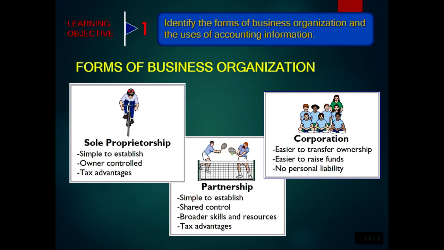Why is this an advantage? Stand by, please. I'll get to the answer. Next form of business is partnerships. They can involve 2 people or more. Some of the big law and accounting firms have thousands of partners, but the principle still holds.